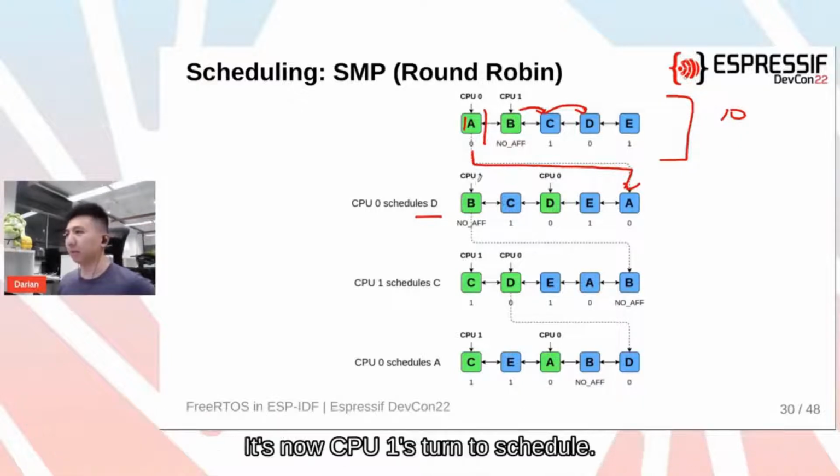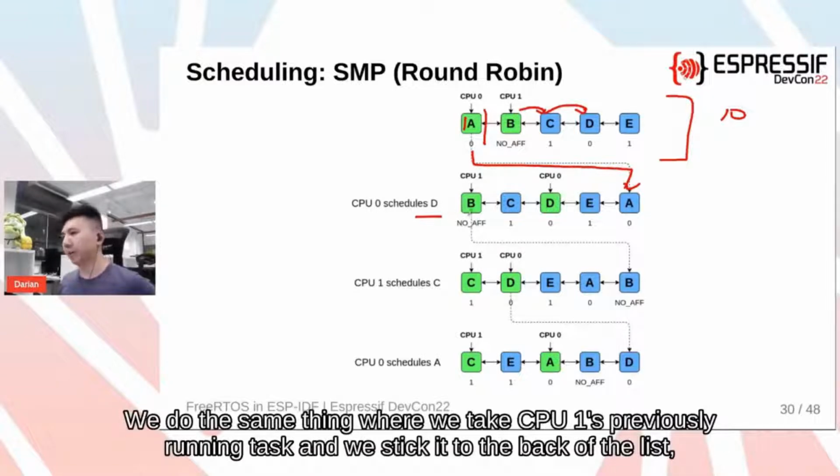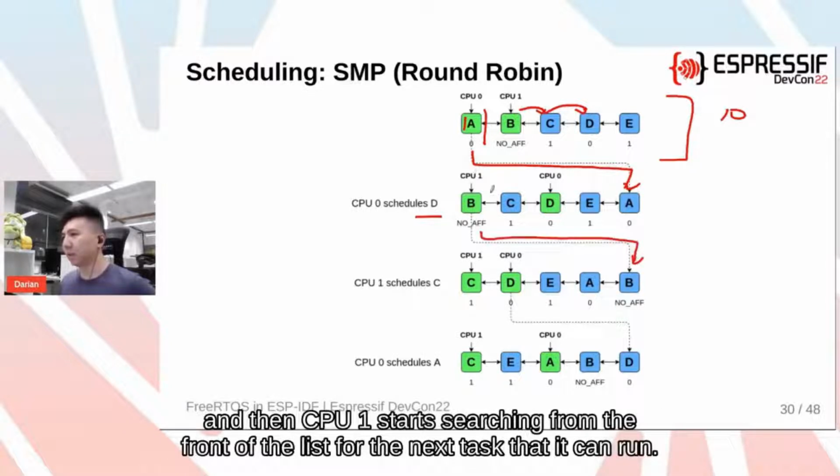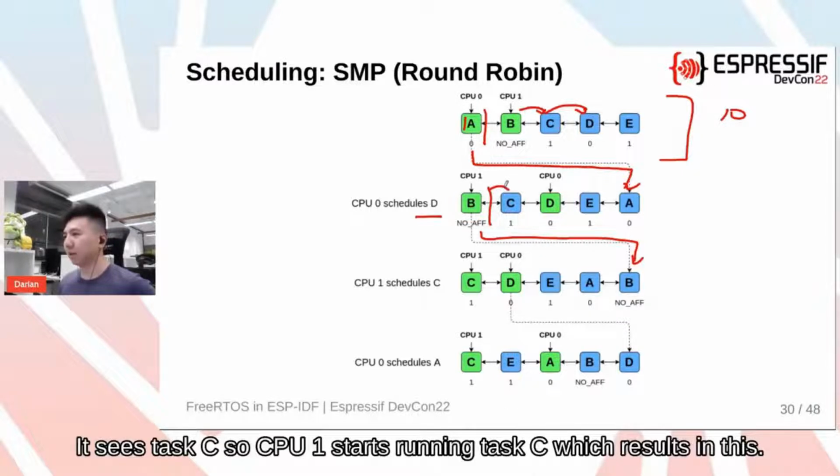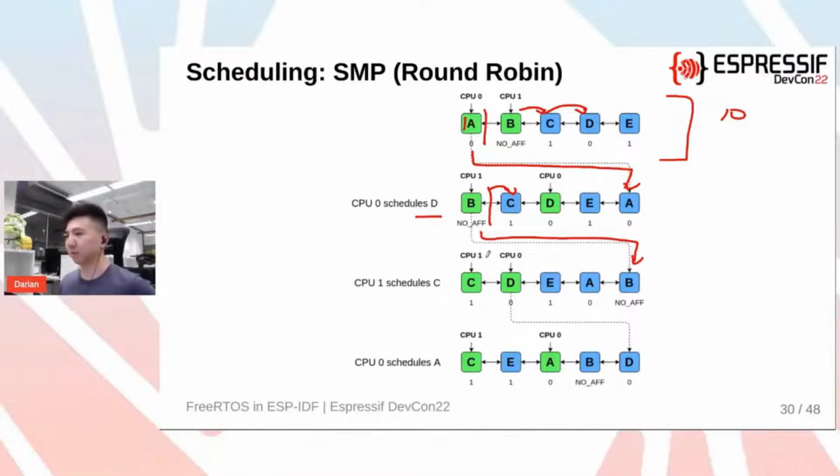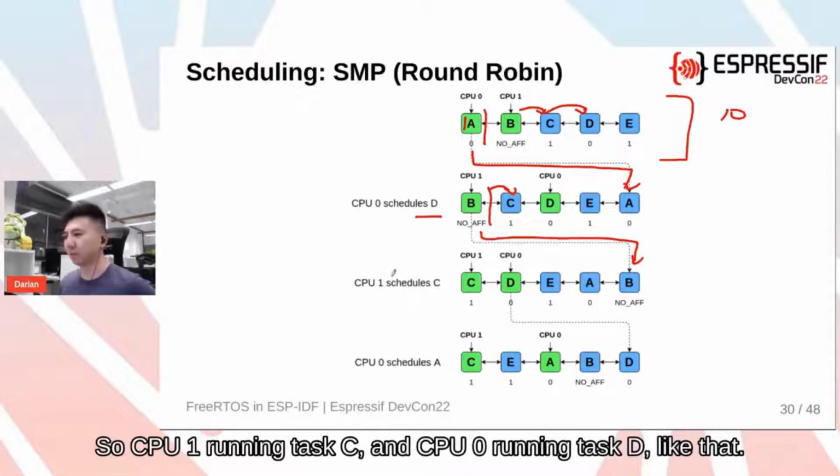It's now CPU 1's turn to schedule. We do the same thing where we take CPU 1's previously running task and we stick it to the back of the list, and then CPU 1 starts searching from the front of the list for the next task it can run. It sees task C, so CPU 1 starts running task C, which results in this. So CPU 1 running task C and CPU 0 running task D, like that.